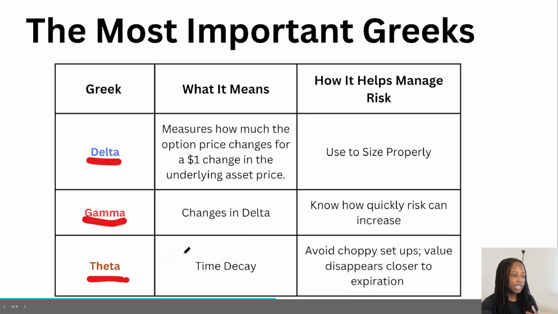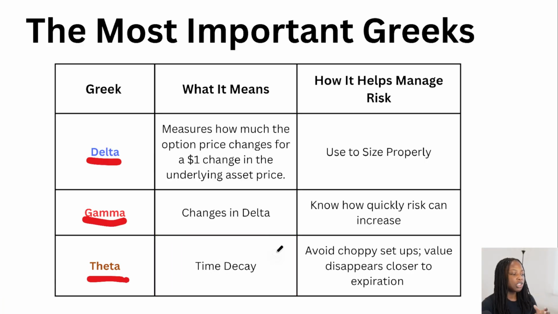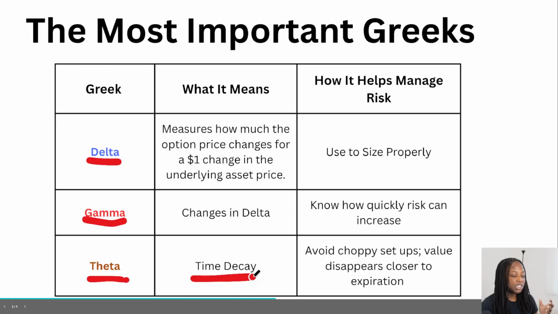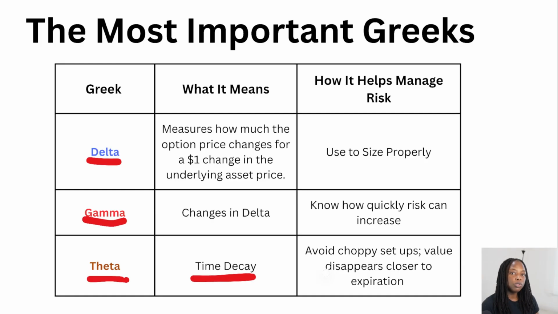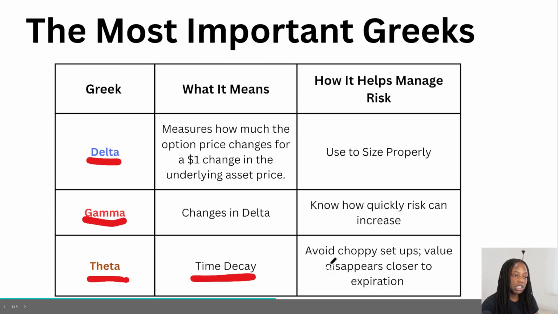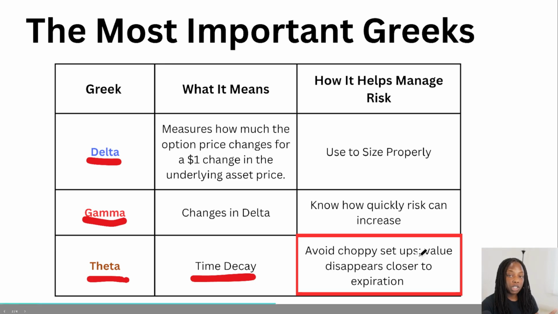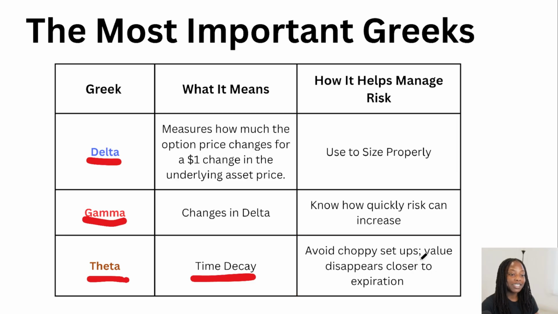Then you have the theta, which basically measures time decay, how much the option price would decrease the closer you get to expiration. So with options, you want the move to happen quick and fast before your contract expires. If you're day trading weekly options, the same contracts that expire the same week, you want to avoid choppy setups or range days because theta would be kicking into those contracts and they will lose value. And even worse when you're trading same day expiration contracts.